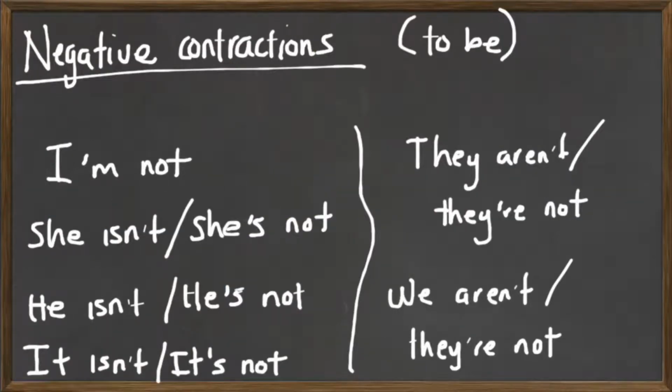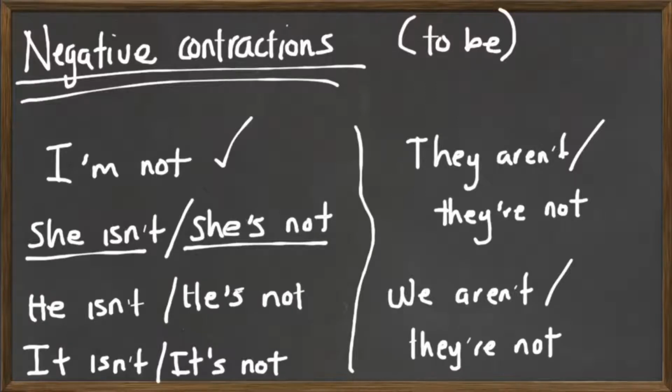Okay, before we go to negative, let's remind you of negative contractions with the verb to be. For I am not, we have I'm not. For she is not, we have two forms: she isn't or she's not. For he is not, we have he isn't or he's not. For it is not, we have it isn't and it's not.